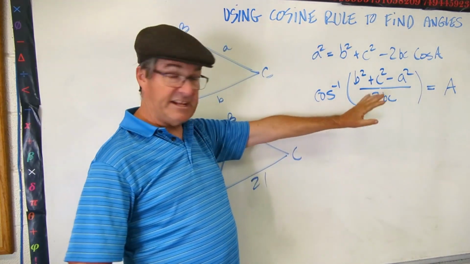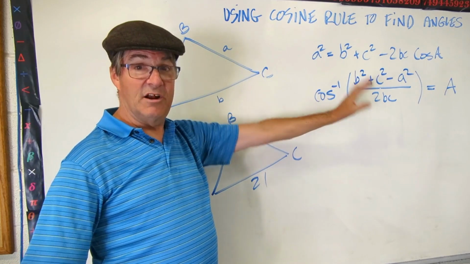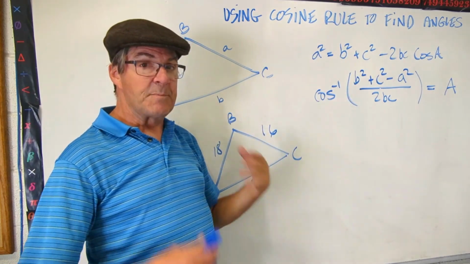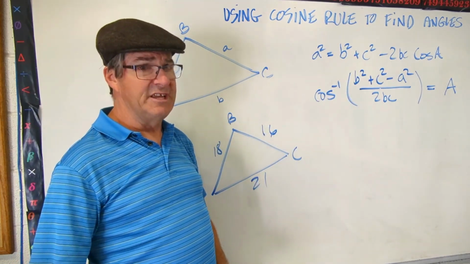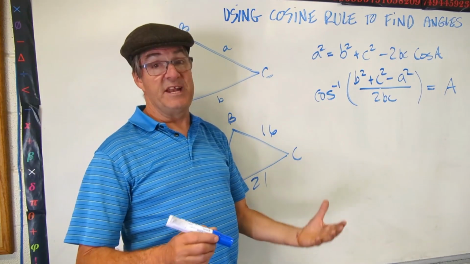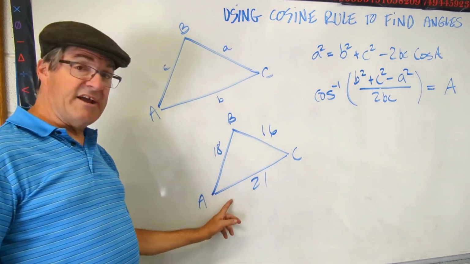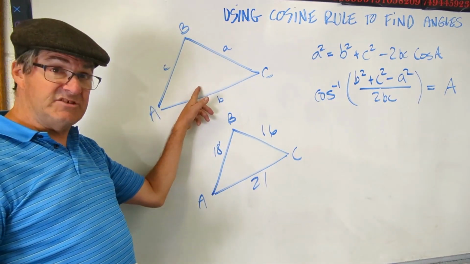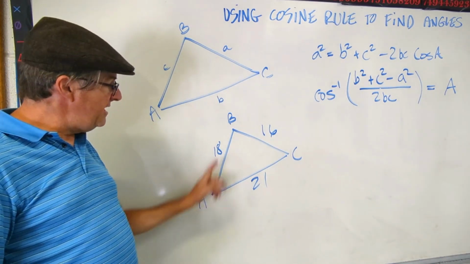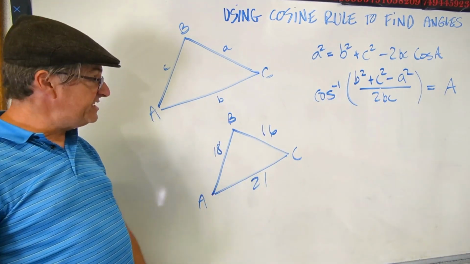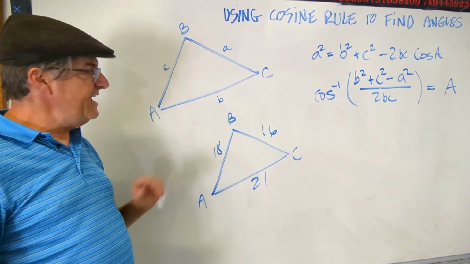Now, that's a lot of stuff, a lot of algebra in there, a lot of plugging in and solving. But once you practice it, I'm sure you can get that. So let's do an example. Here I have a triangle. It's labeled pretty similarly to that one. We have our triangle A, B, C, and you've got 3 sides: 16, 21, and 18.